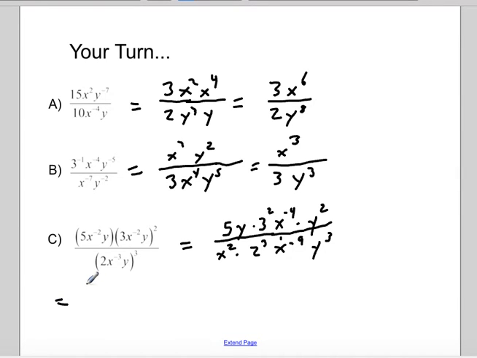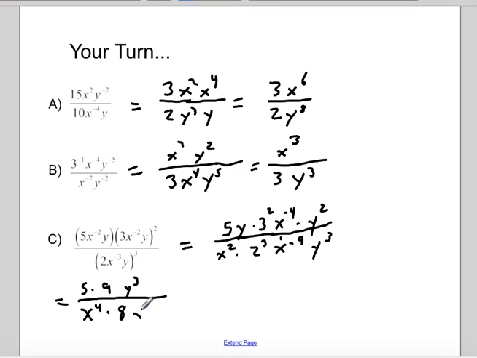So you've got 5, and then 3 squared there is 3 times 3, which is 9, so you got 5 times 9. And then I'm going to move that x to the -4. I'm going to move him down and become x to the 4th. Y to the 1st times y to the 2nd there is going to become y to the 3rd up here because it's over multiplication, so I can add the powers. Down here I got 2 to the 3rd, which is 2 times 2 times 2, which is 8.